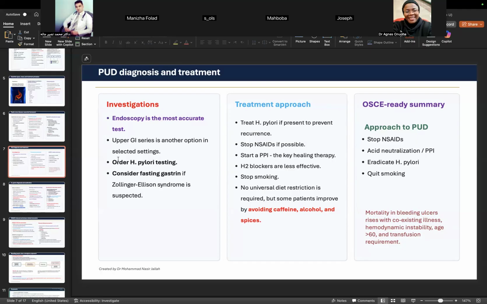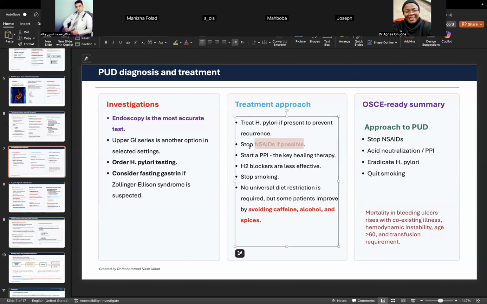Upper GI series is another option in selected settings, or the H. pylori test. Consider fasting gastrin if Zollinger-Ellison syndrome is suspected. Treatment approach: treat H. pylori if present to prevent recurrence, and stop the non-steroid if possible.